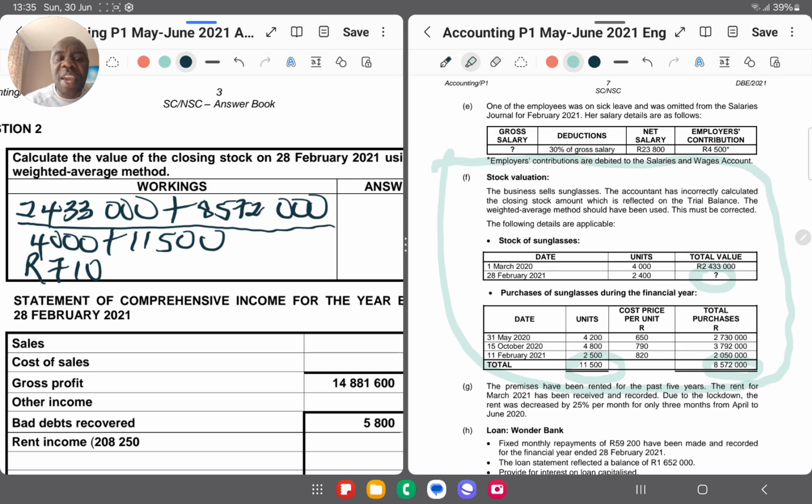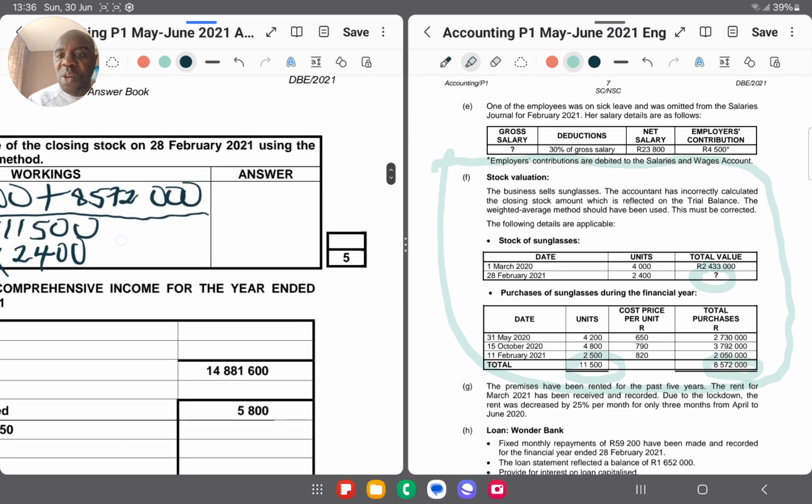But how many units do we have at the end of the year? We had 2,400. So I'm going to multiply this by 2,400. Then you put this information in your calculator. Let's quickly do the calculation and see how much we are going to get. So it's 710 multiplied by 2,400. Then we get 1,704,000. So you write the 1,704,000 here. And that's how you get these 5 marks.